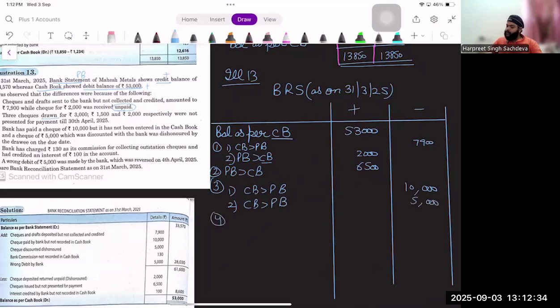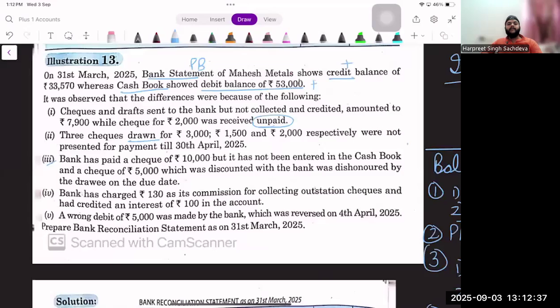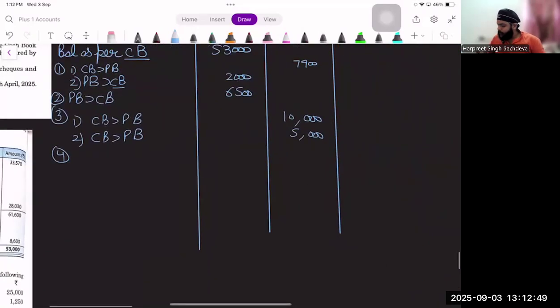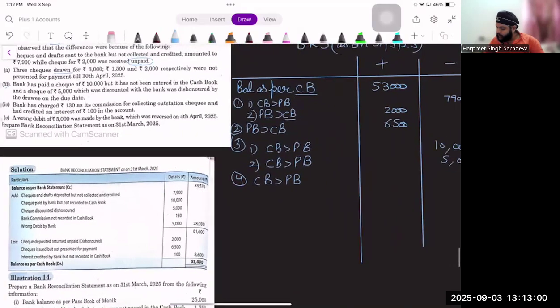Now the fourth point. Bank has charged 130. At the last, I'll ask you if any doubt is there. Any points? Okay? Bank has charged 130 as commission for collecting outstation checks. Bank has charged me something means cash book is greater for rupees 130.